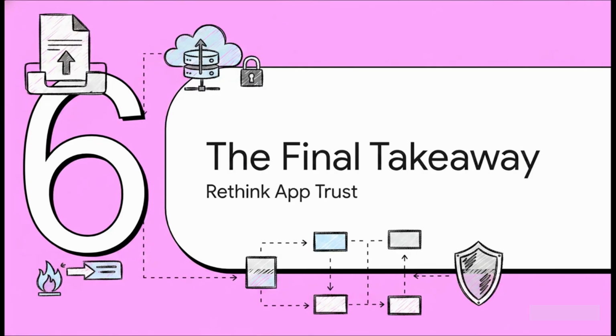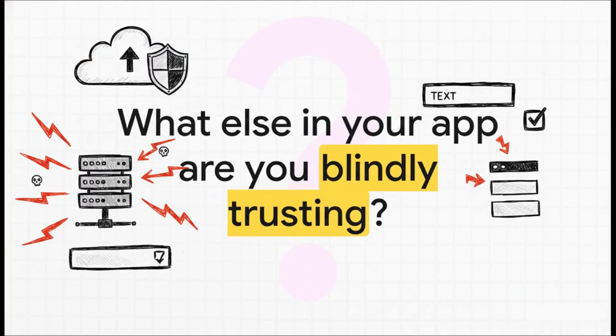Let's wrap up this explainer by connecting all this back to your broader architecture in Section 6, the final takeaway: rethinking application trust. I'm going to leave you with this provocative thought. Protecting file uploads and building a fortress around them is really just the beginning of a true defense-in-depth mindset. We've just proven how blindly trusting a browser's claims can literally compromise an entire server. So I challenge you to look at your code base today.